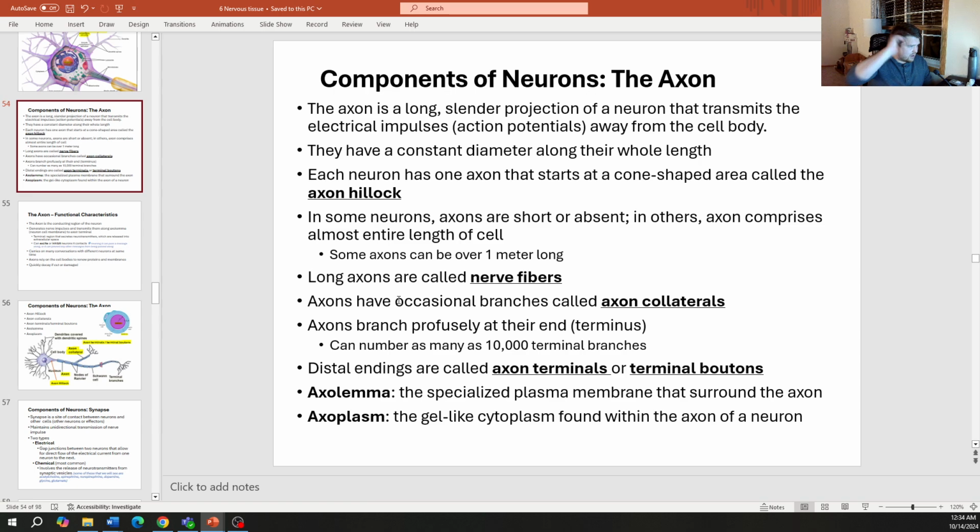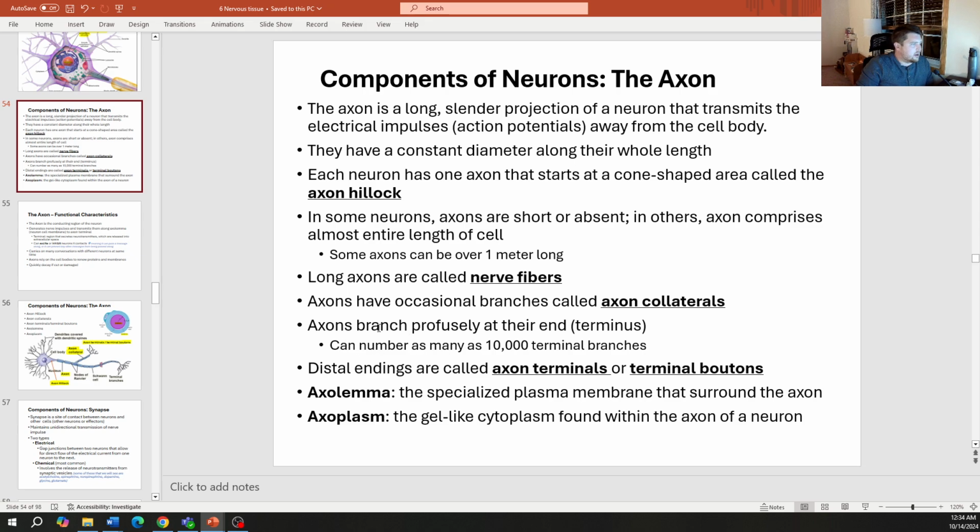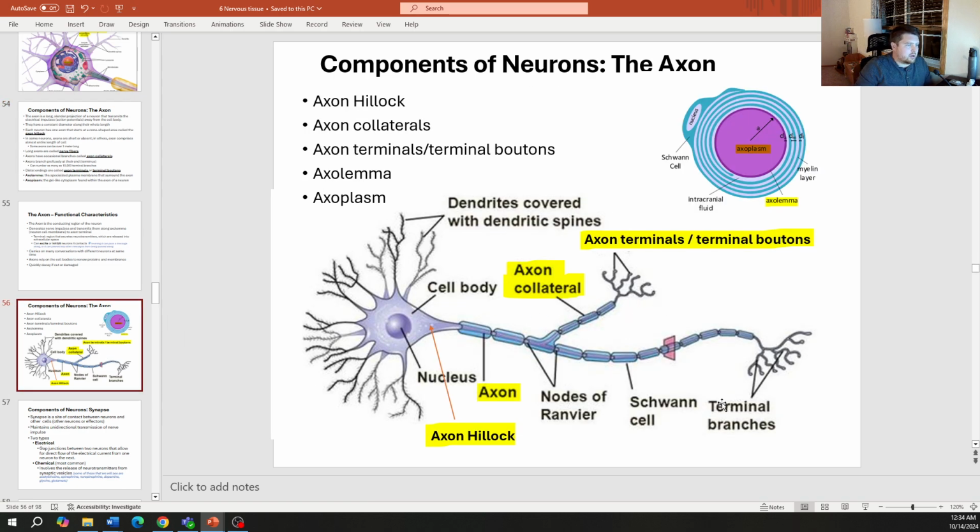Axons can also have occasional branches called axon collaterals. These are extra little branches, just like this. It's an axon collateral. And axons branch profusely at their end, at their terminus, up to as many as 10,000 terminal branches. Those distal ends are called axon terminals or terminal boutons. So these terminal branches here on the very end, these are our axon terminals, or the terminal boutons. You can have tons and tons of those.